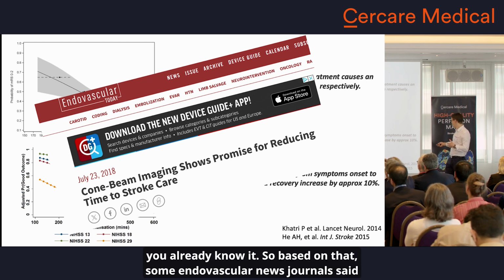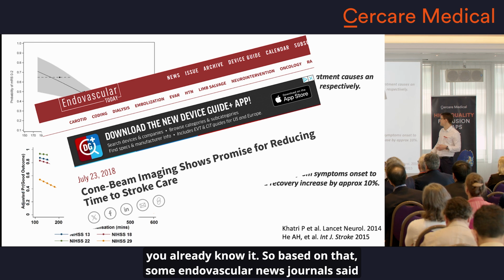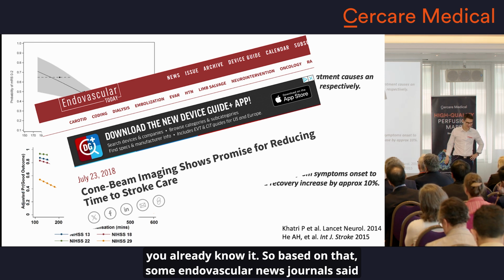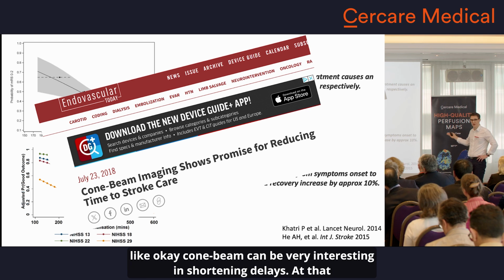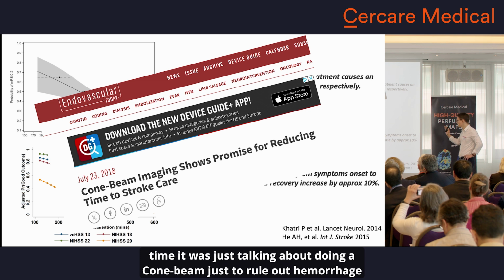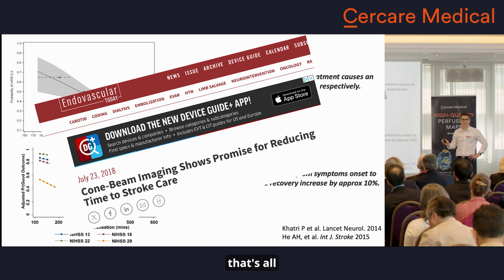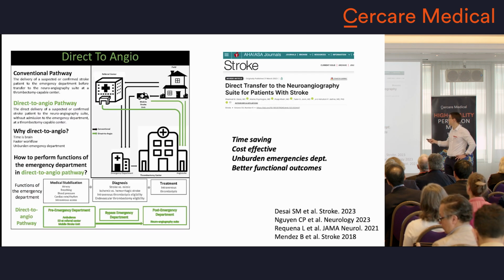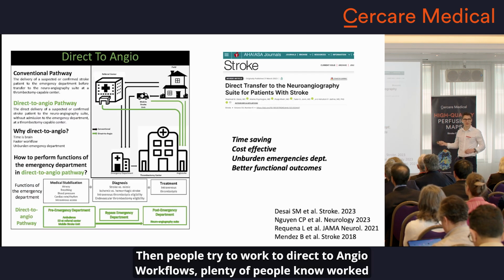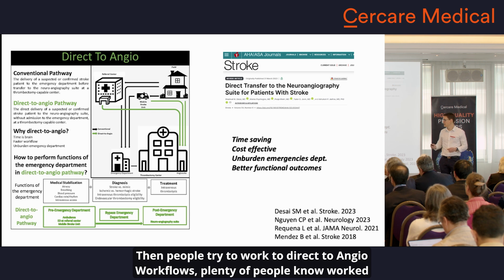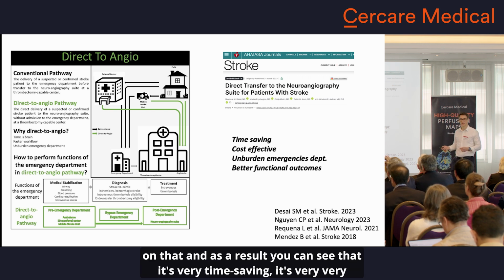So based on that, some endovascular news journals said, okay, ConeBeam can be very interesting in shortening delays. At that time, it was just talking about doing a ConeBeam just to rule out hemorrhage. That's all. Then people tried to work on direct-to-angio workflows. Plenty of people now work on that. And as a result, you can see that it's very time-saving.